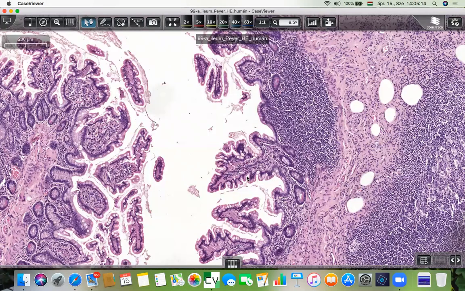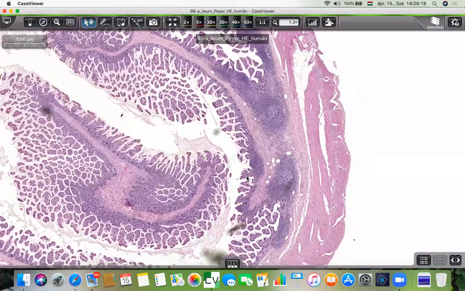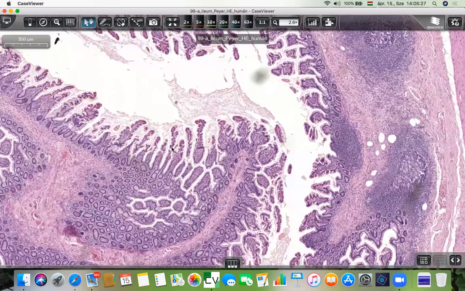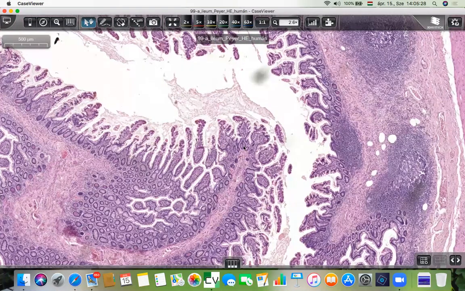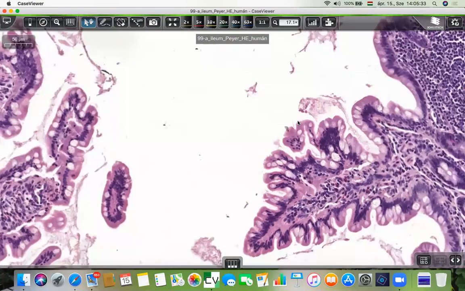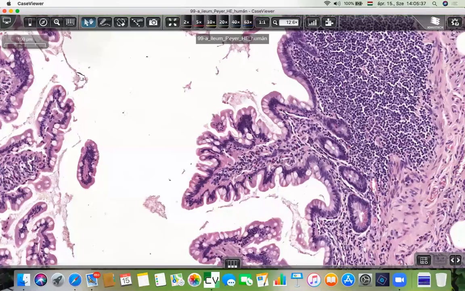I just want to make sure you know this. These are the plicae circulares or circular folds. On the surface of the folds, we can find these finger-like processes. These are the intestinal villi, and the core of the villi is formed by the lamina propria, while the circular folds are formed by the submucosa.